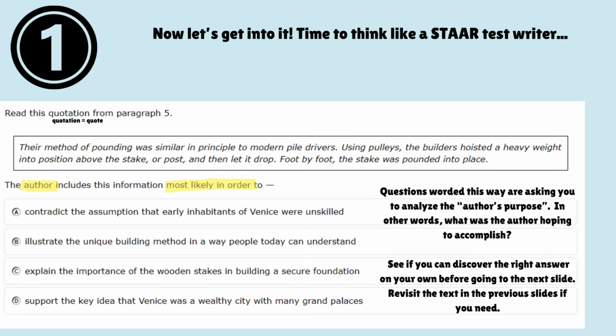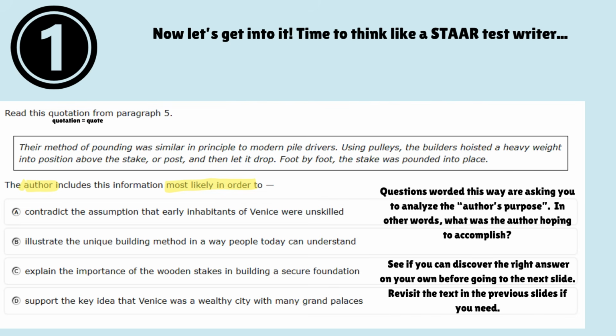The author includes this information most likely in order to: A, contradict the assumption that early inhabitants of Venice were unskilled. B, illustrate the unique building method in a way people today can understand. C, explain the importance of wooden stakes in building a secure foundation. D, support the key idea that Venice was a wealthy city with many grand palaces.